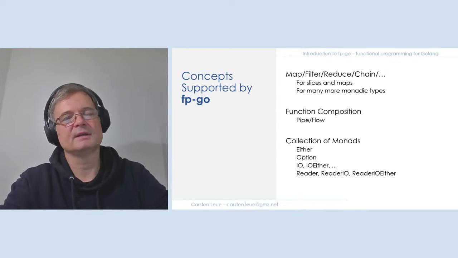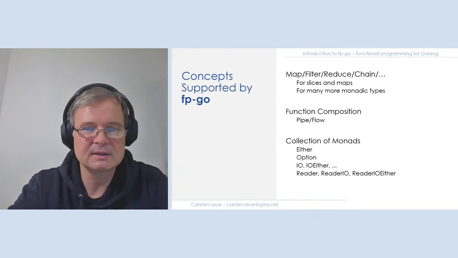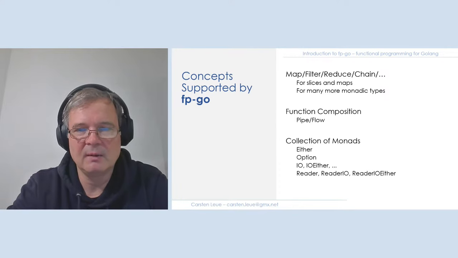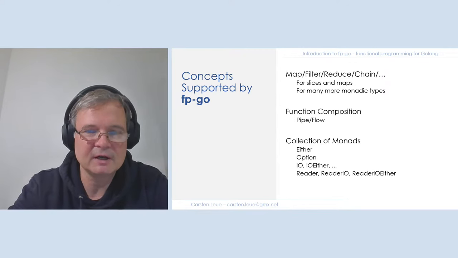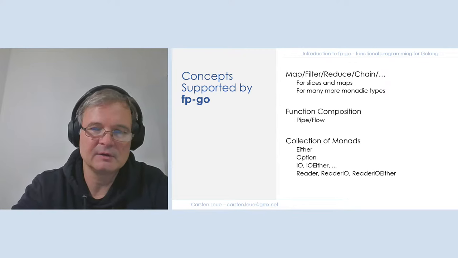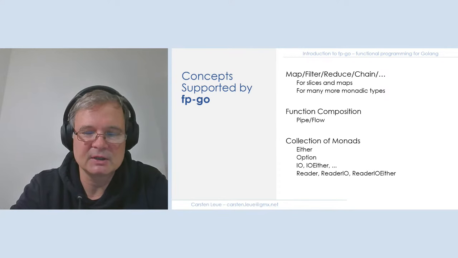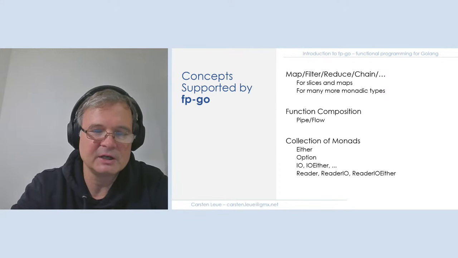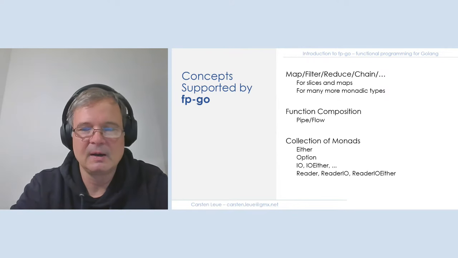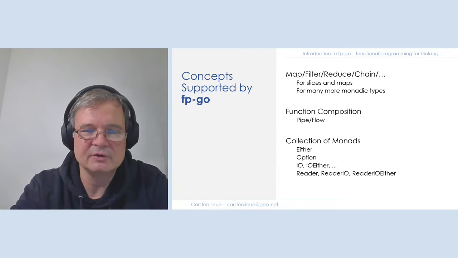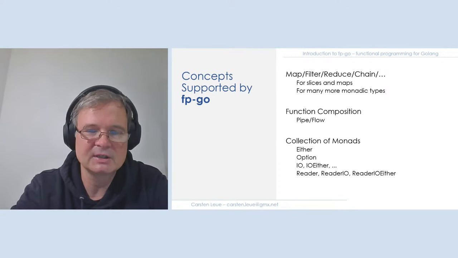The library also offers composition functions, so functions that allow you to stick together these map, filter, reduce, chain, whatsoever, these monadic functions in a chain of operations. And we have two of these composition functions, the pipe and the flow function, with the difference that the pipe function takes a value and then a set of operations and returns a value, and the flow function does not take an initial value, but just a sequence of operations, and it returns a new function that takes the initial value, which is very helpful for writing point-free style code.